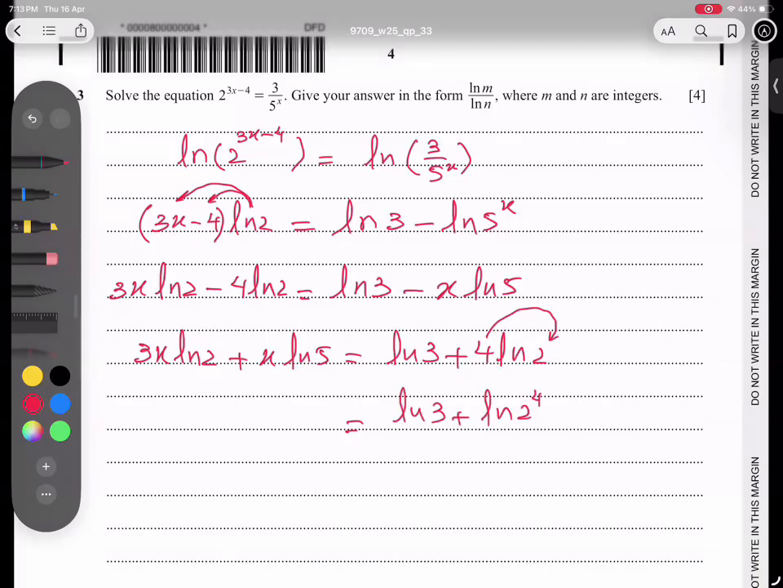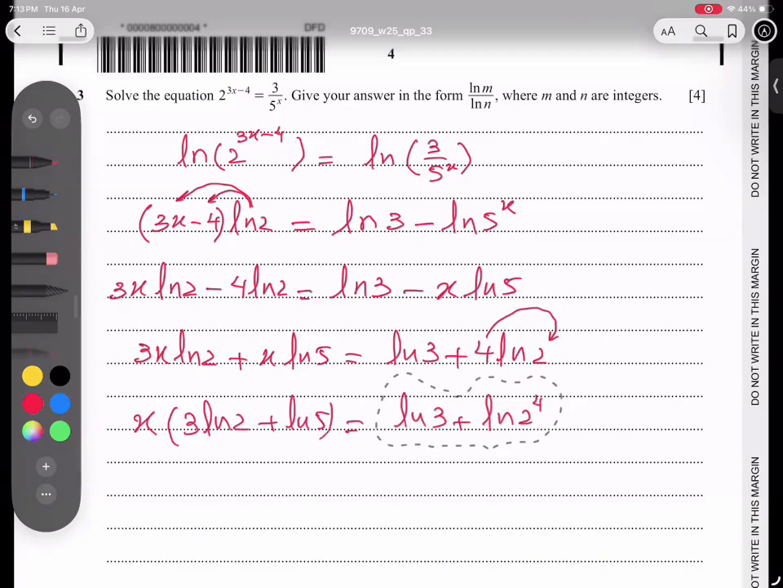Okay, and what about the other side? Other side, I will take common out. I got 3 ln 2 plus ln 5. So I think up till here, nothing hard, inshallah. After this, what is the next plan? This is ln 3 because this plus in the middle. So this 3 and this will multiply. So what is 2 to power 4? 2 to power 4 is 16.